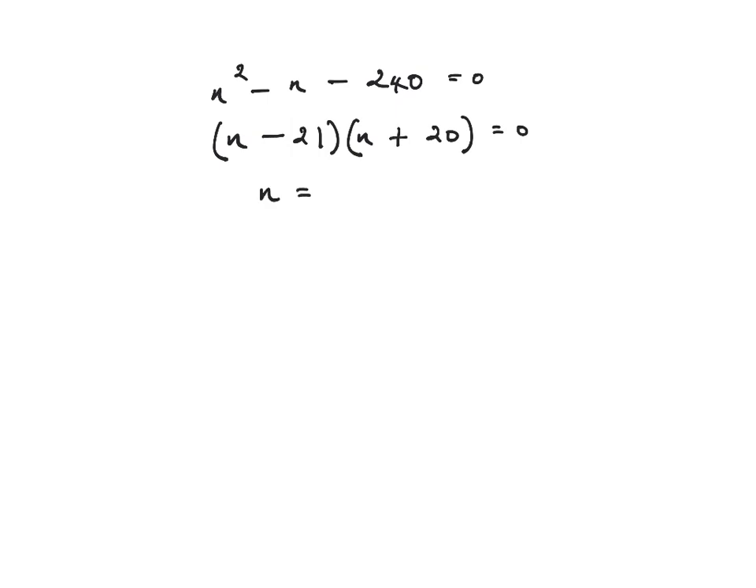n squared minus n minus 240 equals 0. This will factorise to give us 21 and 20. We want a minus 1, so we'll have the minus here, and that gives us two values of n. And we're only interested in the positive value. So n equals 21. That's how we would solve a problem of that sort.